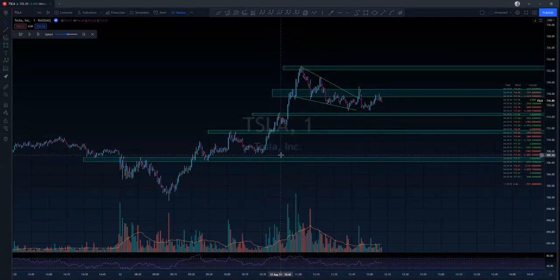Hopefully this helps your intraday trading, your day trading. It's a very simple strategy. You can combine this with many other strategies, but in its core form, this is a simple strategy, and I hope it makes you a more profitable trader.